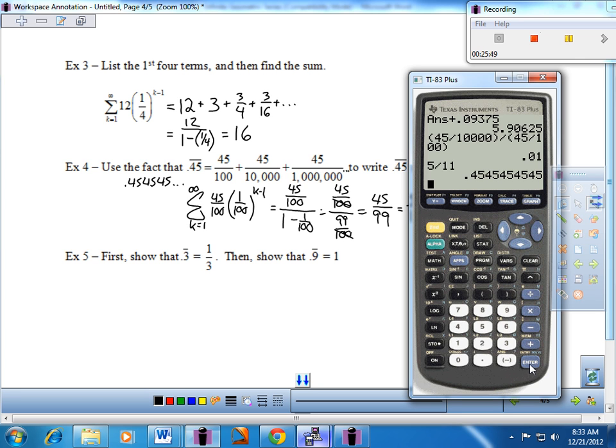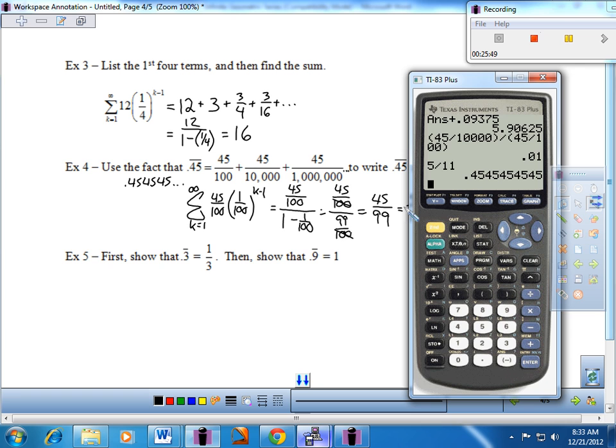Perfect. So you could see that as a repeating decimal there, 0.45 repeating can be proven to be 5 over 11. That is its value. And we did that with an infinite geometric series. All right. Now, certainly would love to blow your mind here a little bit.